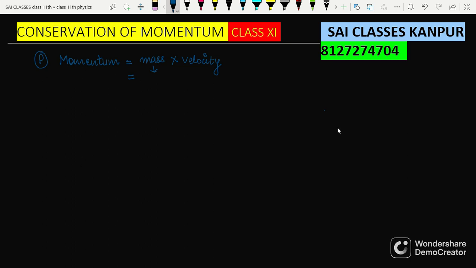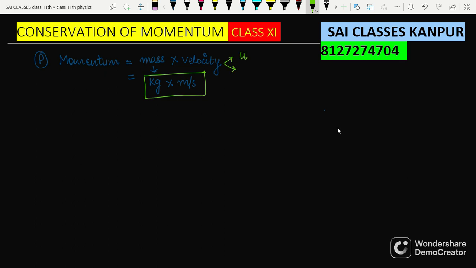The unit of momentum would be equal to the unit of mass, which is kgs, times the unit of velocity, which is meter per second. So this is kg meter per second. This is the unit of momentum. Got the point?